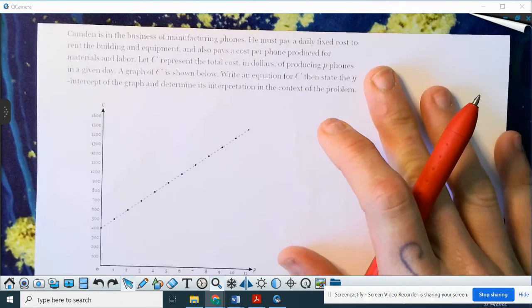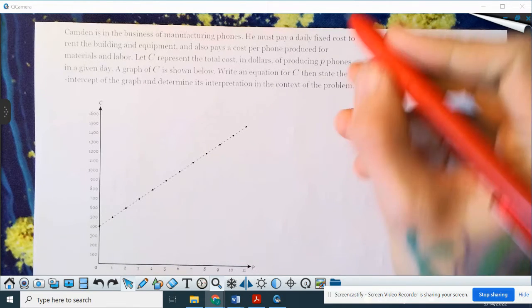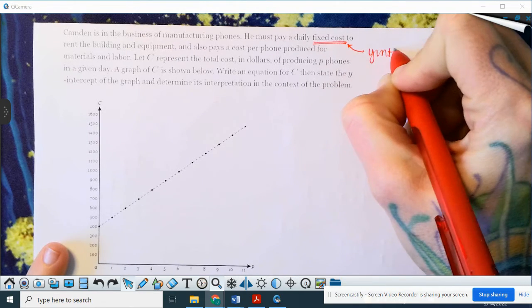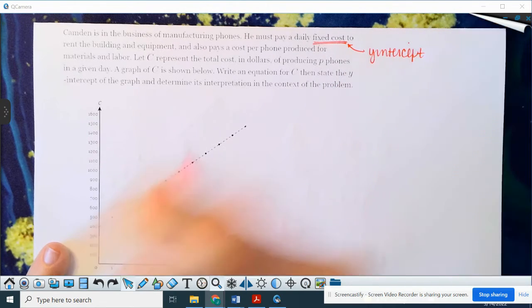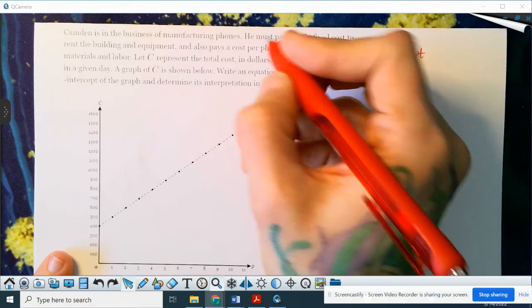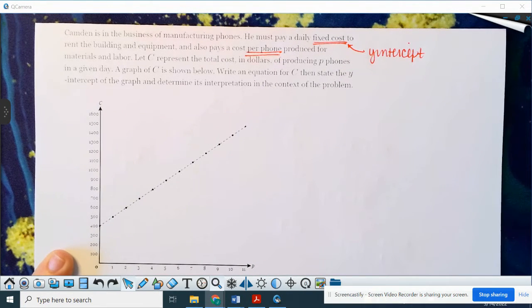So Camden is in the business of manufacturing phones. He must pay a daily fixed cost to rent the building and equipment. So daily fixed cost, as soon as you see fixed cost, you want to think Y-intercept. He pays a daily fixed cost to rent the building and equipment, and also pays a cost per phone, so that's going to be your slope, produced for materials and labor. Let C represent the total cost in dollars of producing P phones in a given day. The graph of C is below.